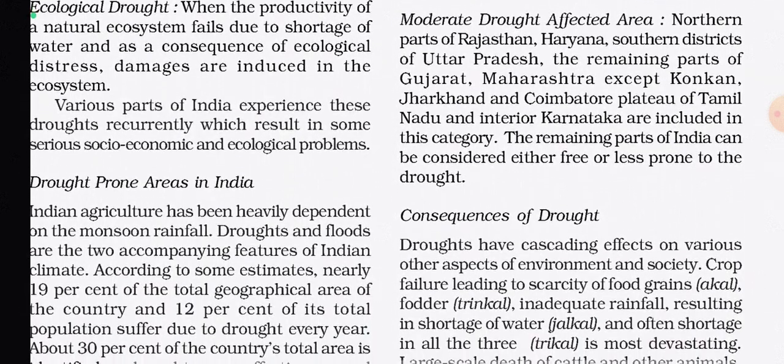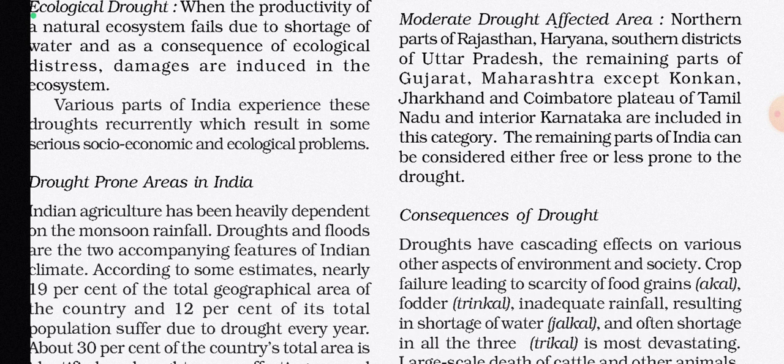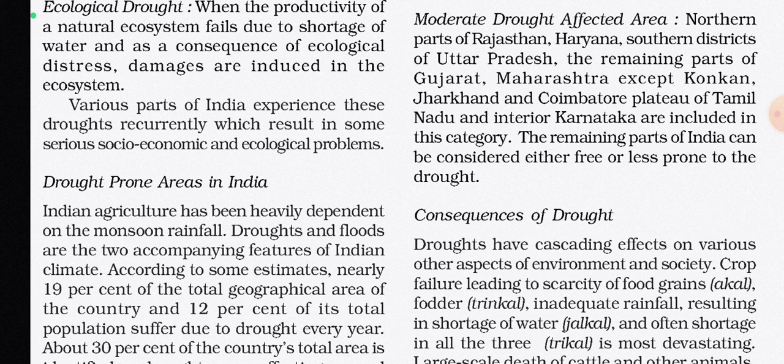Now, moderate drought affected area, northern parts of Rajasthan, Haryana, southern district of Uttar Pradesh, the remaining parts of Gujarat, Maharashtra except Konkan, Jharkhand and Coimbatore Plateau of Tamil Nadu, and interior Karnataka are included in this category. The remaining parts of India can be considered either free or less prone to the drought. Now, consequences of drought. Droughts have cascading effects on various other aspects of environment and society.